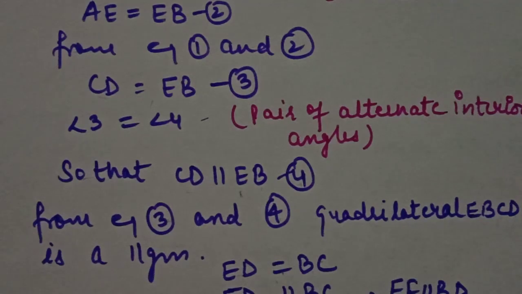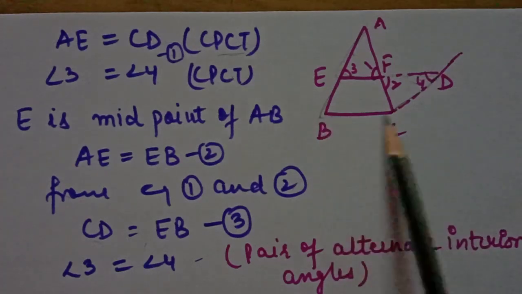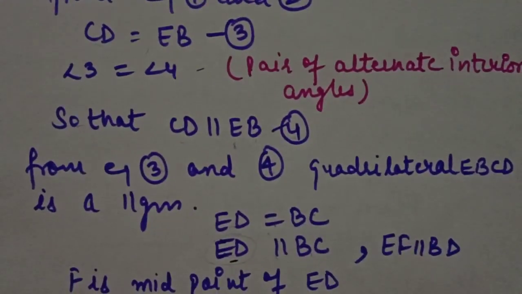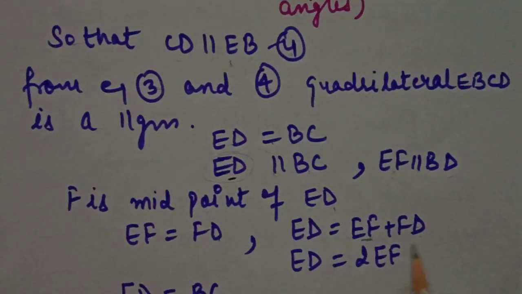If the complete line segment ED is parallel to BC, then a part of ED is also parallel to BC. So students, EF is parallel to BC. F is the midpoint of ED, definitely by construction. EF is equal to FD. ED is equal to EF plus FD. We can replace any one with the other, so I replace FD with EF. So EF plus EF, double of EF.